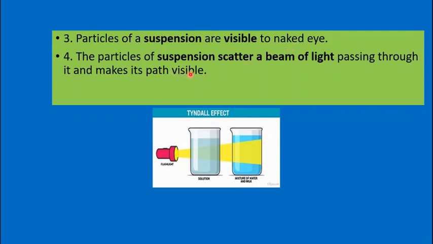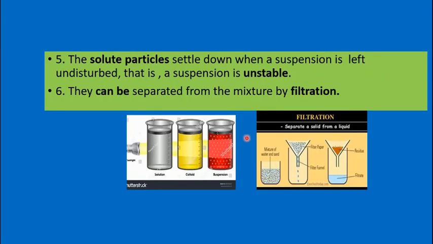Then, very important: when light is passed through a solution, it will not scatter the beam of light, but the particles of a suspension will scatter the beam of light passing through it. This effect is known as the Tyndall effect. The scattering of a beam of light by the particles is known as the Tyndall effect. Now, the next property of suspension: the solute particles settle down when the suspension is left undisturbed.